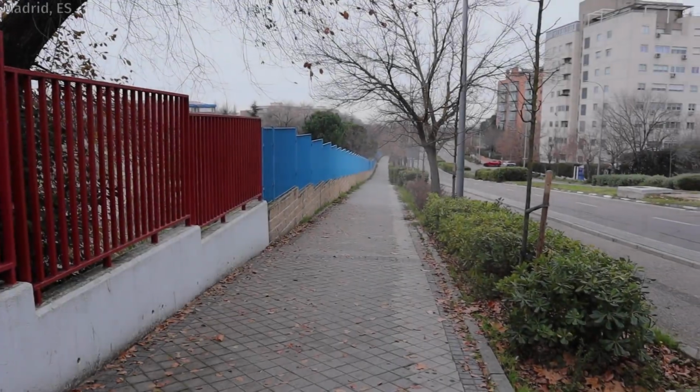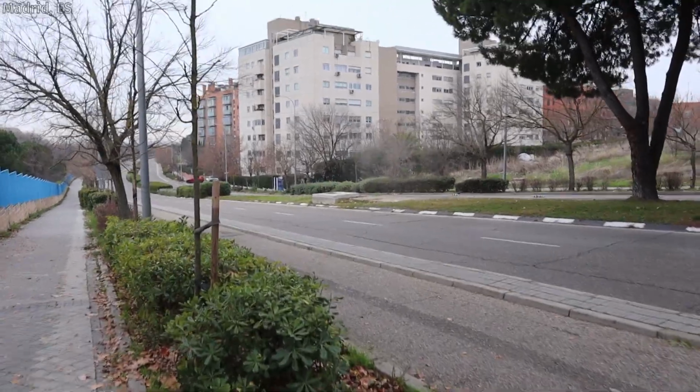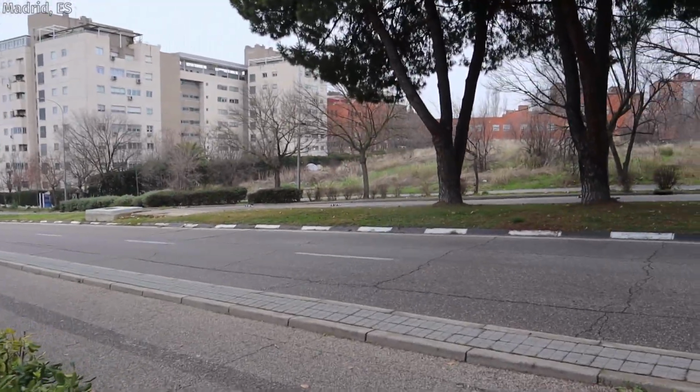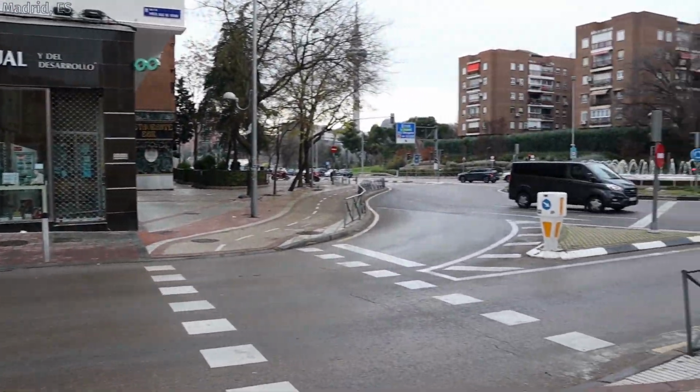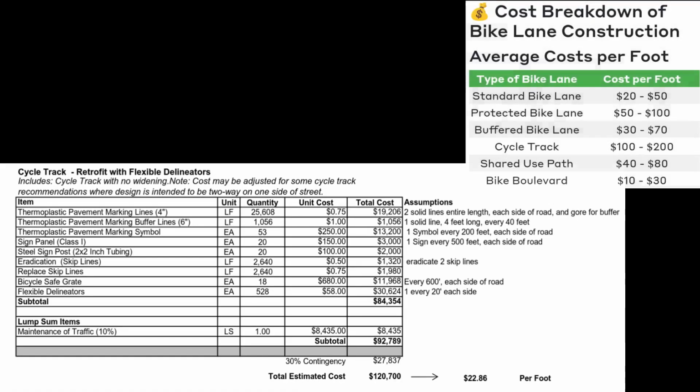The better way to do it, though, is to have the bikeway at a separate elevation than the vehicular traffic. You can see stuff like that in Madrid, Spain, where the sidewalk is separated from the bikeway, which is separated from the roadway. Construction costs of these Class 4 bikeways isn't terrible. They typically come in at $50 to $100 per linear foot.